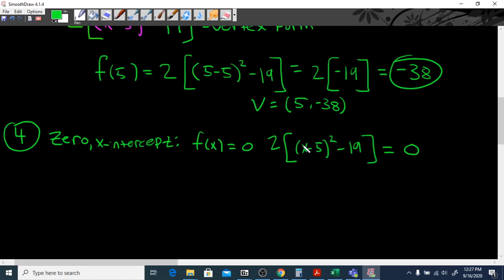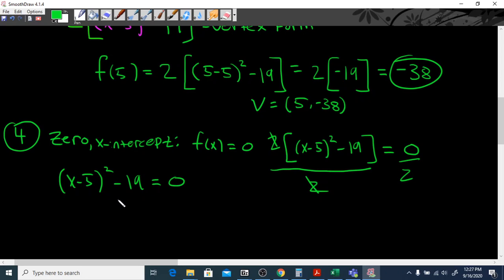And now I'm trying to solve for x, okay? So we're going to undo these operations. First, I want to divide both sides by 2. And so the 2's here go away because 2 over 2 is 1. 0 over 2 is just 0. So I'm left with (x minus 5) squared minus 19 equals 0. I'm going to add 19 to both sides. So again, I'm trying to get x by itself.